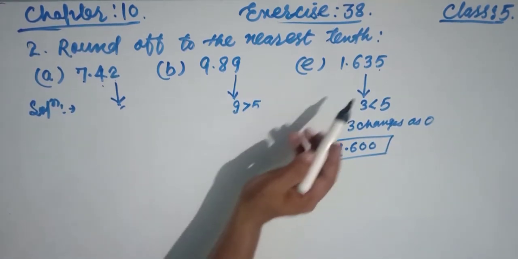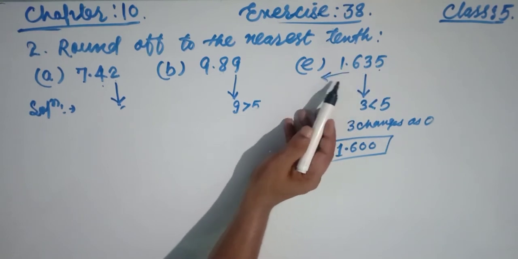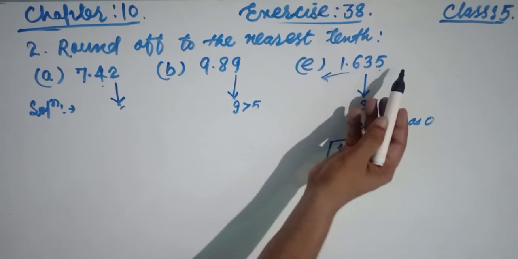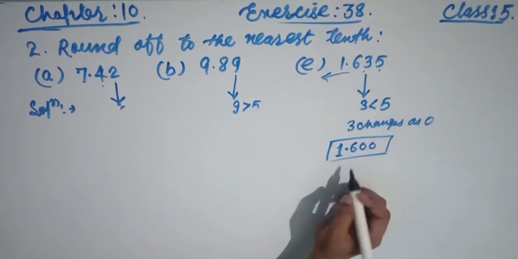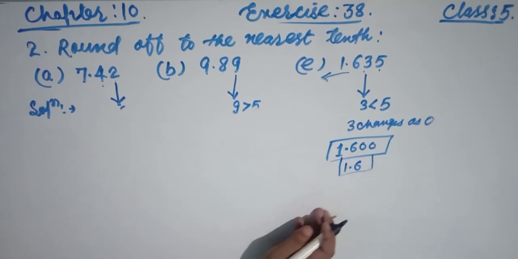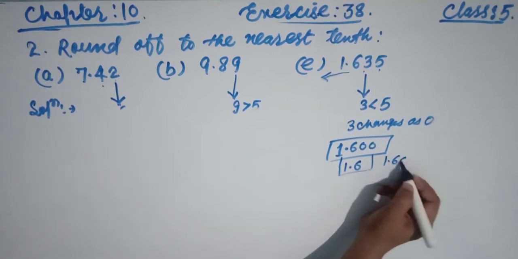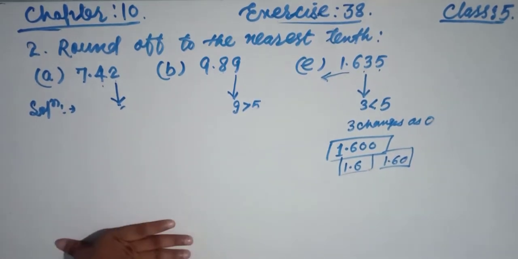All the digits before 3, friends, stay as they are, then all the digits after 3 change to 0, and this 3 is also changed to 0. So we can say 1.6 is the correct answer, or 1.60. Okay, so this is the same. Now see the next question.